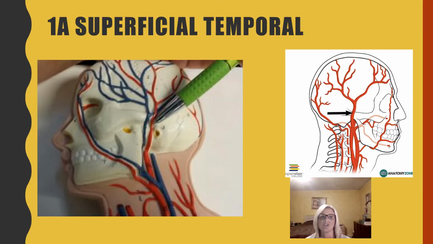So first we have the superficial temporal. Okay, so temporal tells you it's near the temple, or leading to the temple, and superficial tells you that it's near the skin. Okay, and so here you can see it really well, superficial temporal, and it's going to branch off.